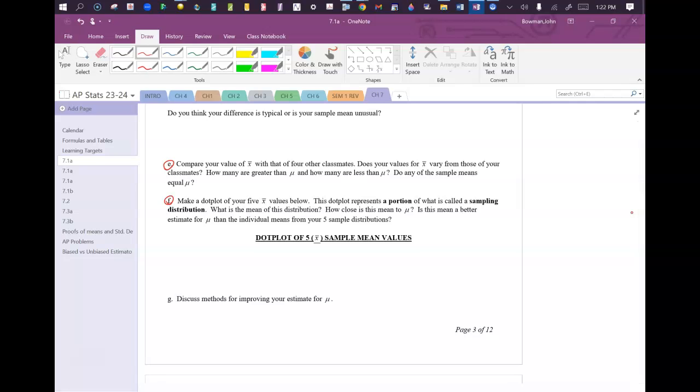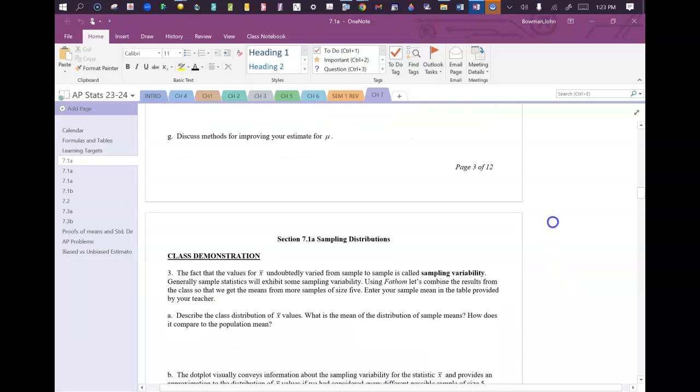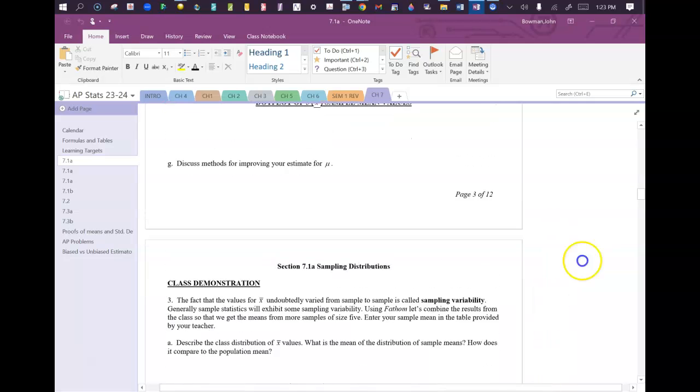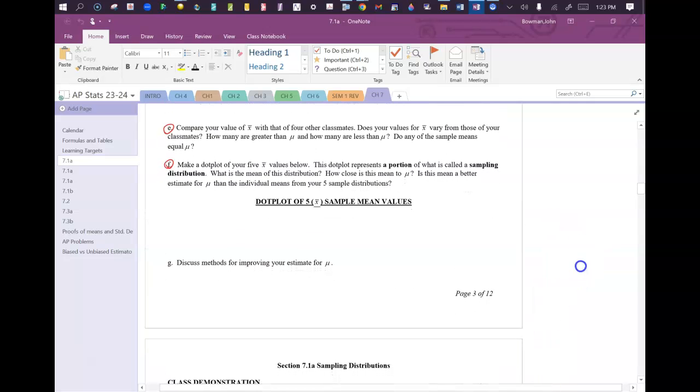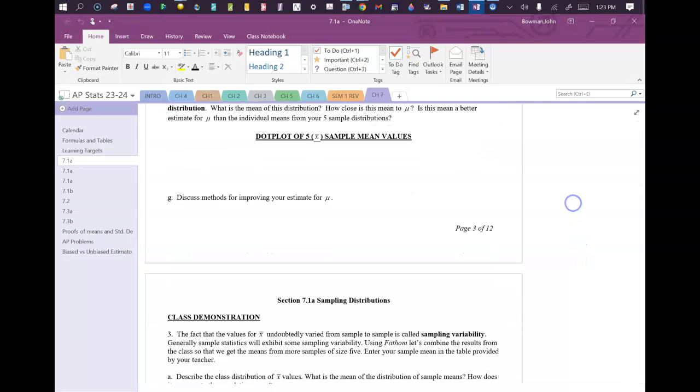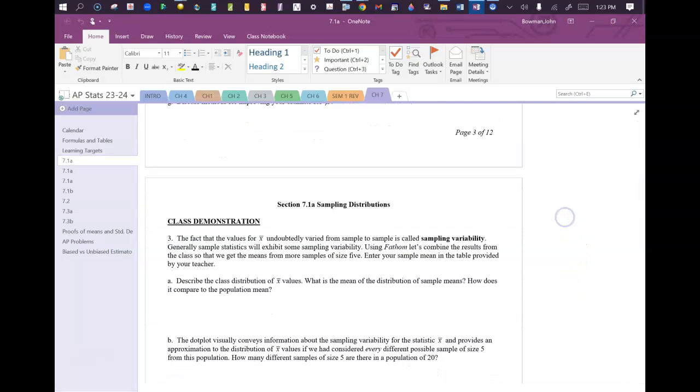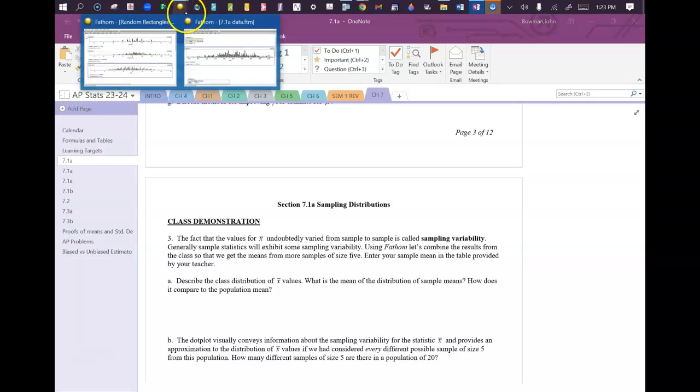But increasing the sample size is one way of improving an estimate of a population parameter, as long as we are using an unbiased method. So what I'd like to do now is come back and address those two that we skipped over, comparing our sample mean with that of 4 other classmates. And to do that, we're going to look at a Fathom demonstration.